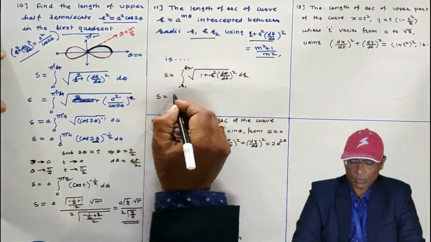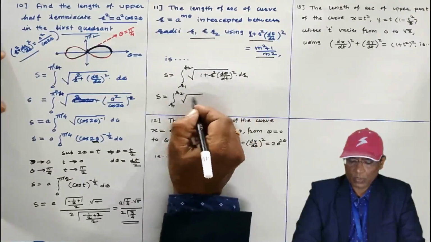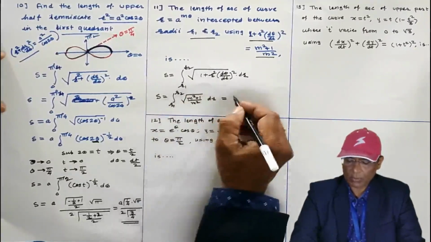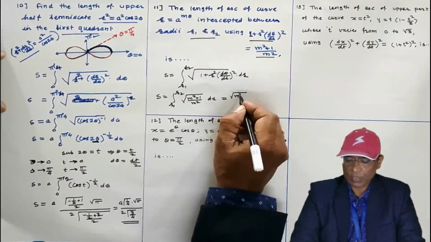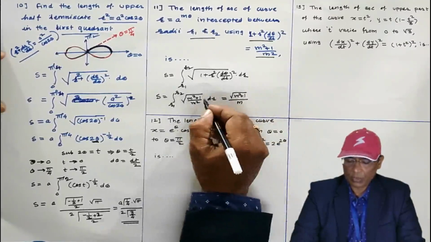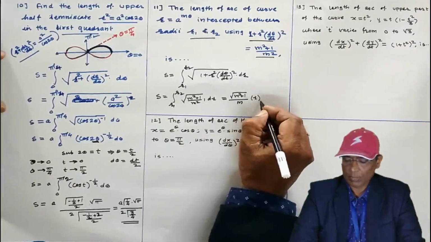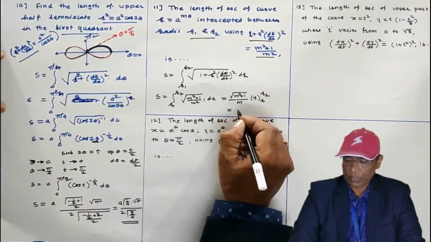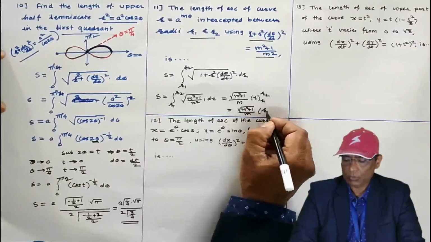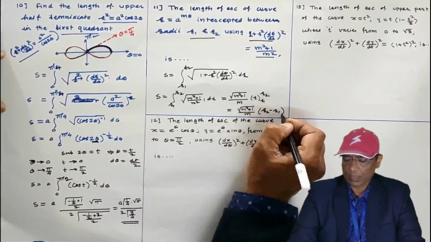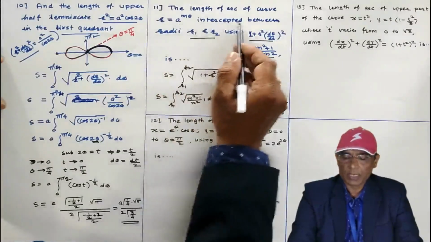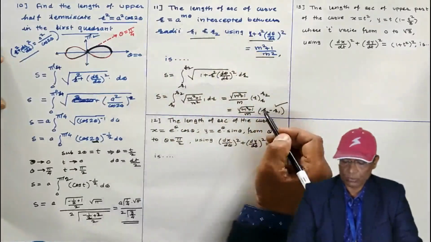With this value, this component is given. What is it? m square plus 1 by m square. Now this is constant, so you can take it outside: under root of m square plus 1, and under root of m square is m. The integral of 1 with respect to r is r. Lower limit is r1, upper limit is r2. Therefore, this constant as it is, and put upper limit r2 minus lower limit r1. Okay, this is the length of arc of this curve intercepted between two radii r1 and r2.